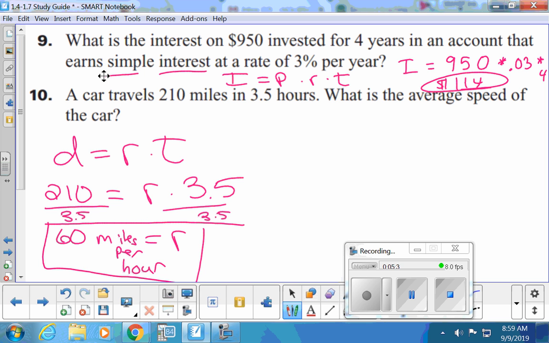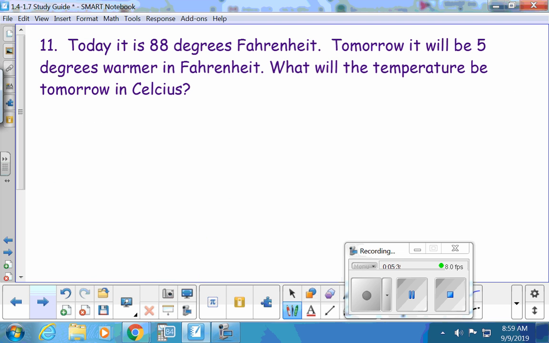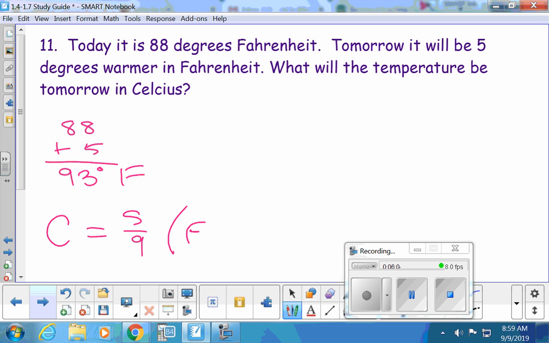Okay? And then I think we're down at the bottom, our very last formula problem, right? Our very last formula problem has to do with Fahrenheit. Today it's 88 degrees Fahrenheit. Tomorrow it's going to be 5 degrees warmer in Fahrenheit. So we got to do that 88 plus 5 first. So tomorrow it'll be 93 degrees Fahrenheit, but we need to put that into Celsius. So let me jot down the Celsius formula for everybody watching the video at home. So all you have to do is stick that 93 in for F.